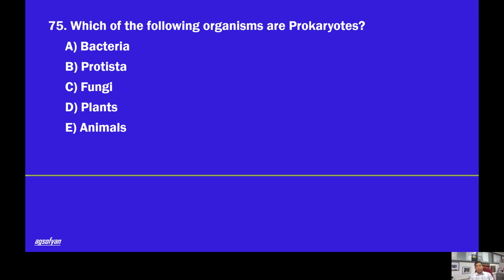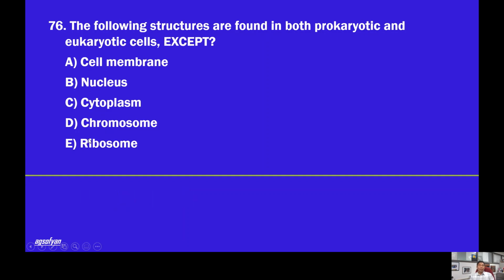Okay, number 75. Which of the following organisms are prokaryotes? Bacteria, protista, fungi, plants, or animals? Is your answer? Yes, I just explained on the previous question that bacteria are prokaryotes. Prokaryotes are a group of organisms that do not have nucleus.